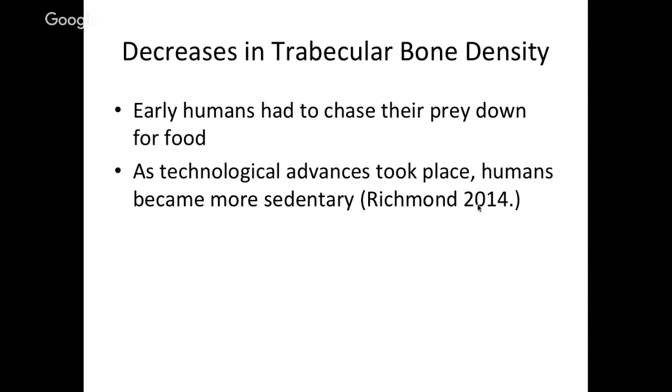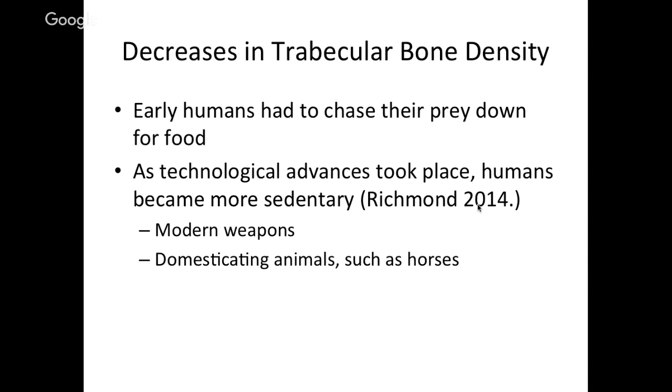And this change to a more sedentary lifestyle can be attributed to a couple of reasons. Early humans had to chase prey down for food. And so they were much more active in that aspect. And as technological advances took place, humans became more sedentary. And some of these technological advances are the invention of modern weapons, such as bows and arrows or guns, and domestication of animals, such as horses.